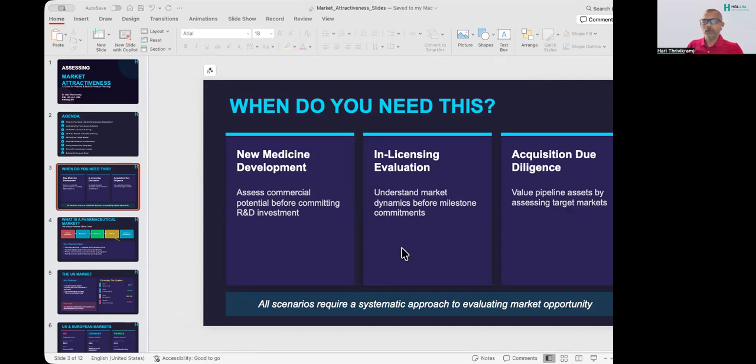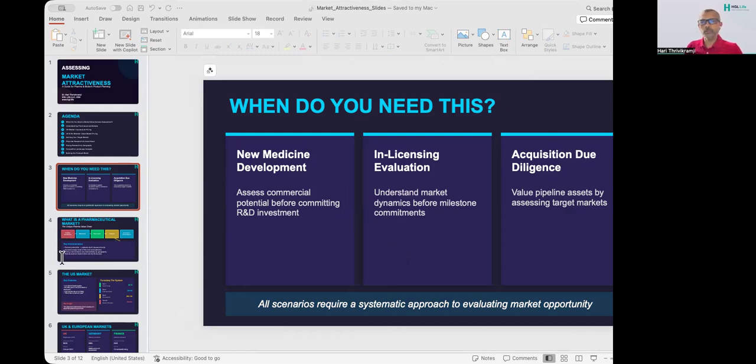When do you actually need to do a market attractiveness assessment? The most common scenario is when you have a new medicine in development. Your leadership team wants to know what's the commercial potential of this product. Is this worth the R&D investment? So you need to look at the market and you will value the product based on what share of the market your product is actually going to achieve.